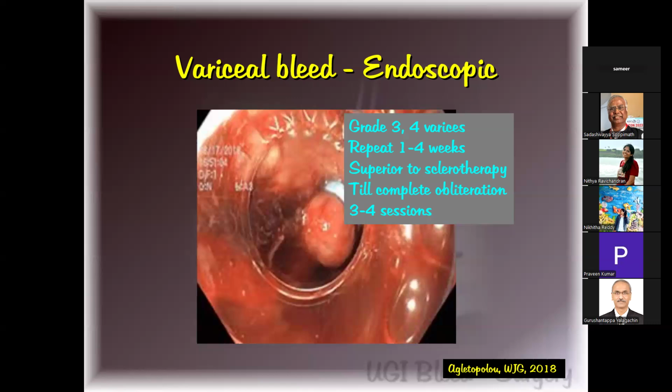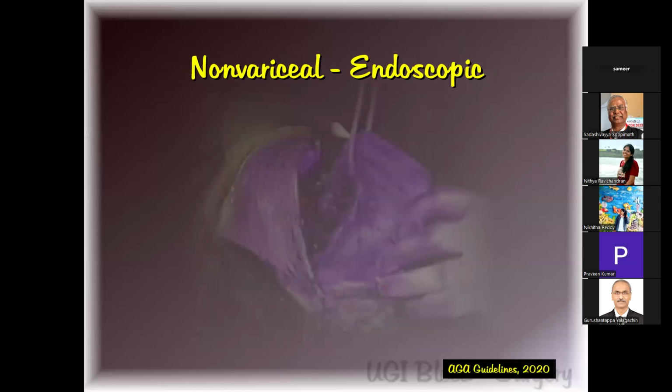Gurushanthappa, sir? Yes, sir. Nicely covered. Only one point in the variceal, they have to know: not more than 6 bands at a single time, and from below upwards. You start with the most distal part and then work your way proximally. That's right, very important. So if it's a non-variceal bleed, what are your options?